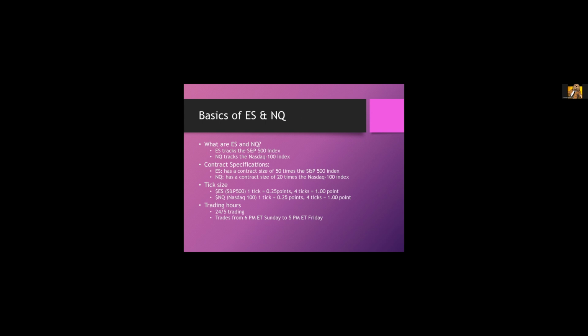It's very, very easy to understand. You can think of it like this: 1 tick is equivalent to a 25-cent increment in the price of ES or NQ, and a 4 tick move is equivalent to 1 point or a $1 increment in the actual price. Very simple. Like I said before, trading hours are 24/5, so you can trade 24 hours a day, 5 days a week, from 6 p.m. Sunday to 5 p.m. Eastern on Friday.